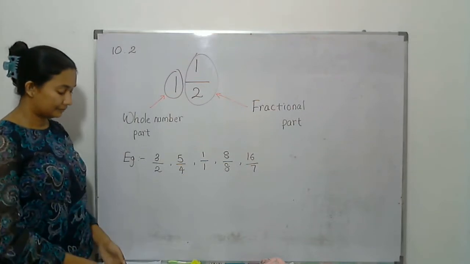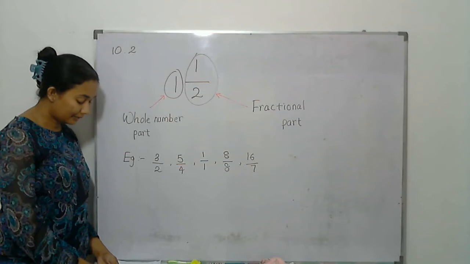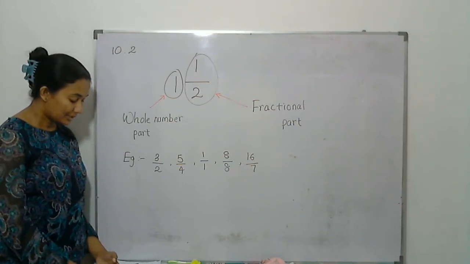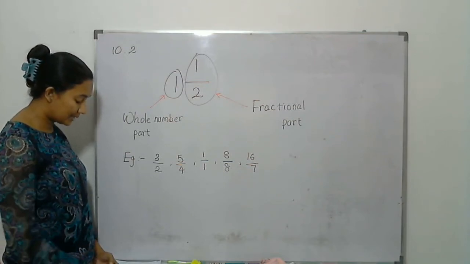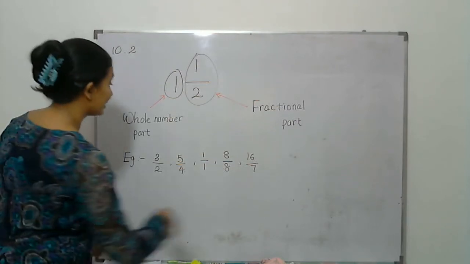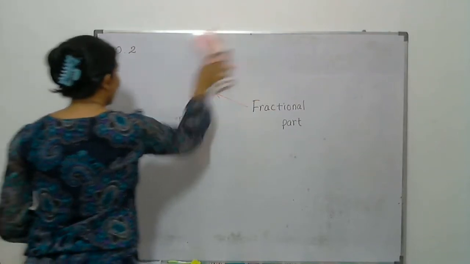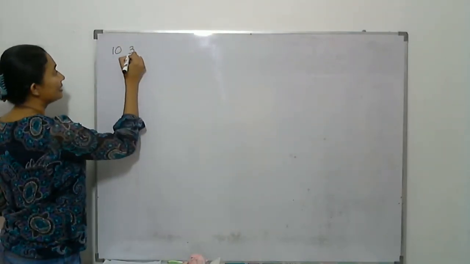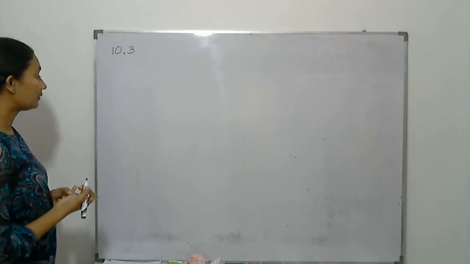Okay, these are examples for improper fraction. Then after that you have to write subtopic number 10.3. In that subtopic we are going to discuss representing a mixed number as an improper fraction. After writing these examples, write subtopic number 10.3. Okay, now there are two methods to convert mixed numbers into improper fractions.